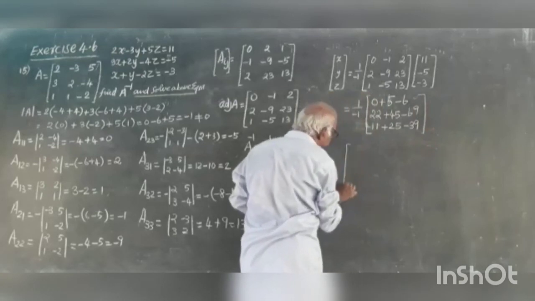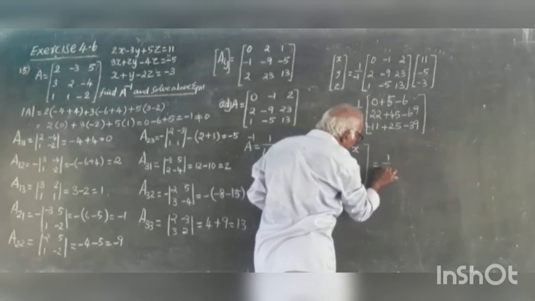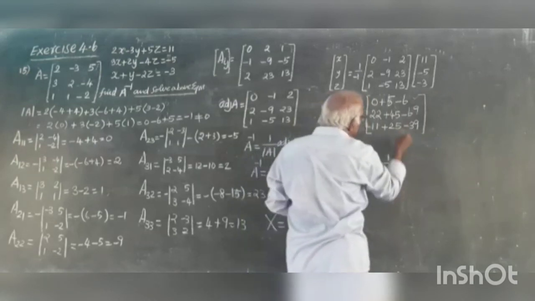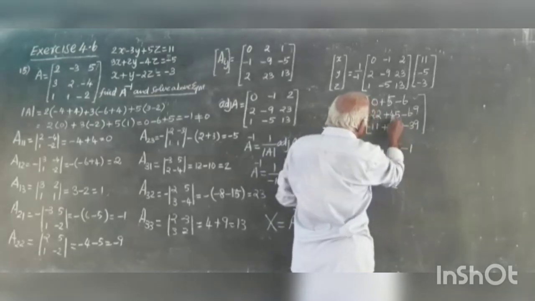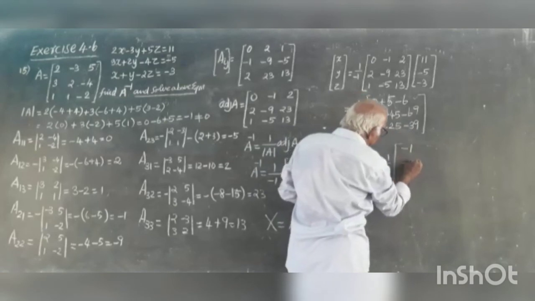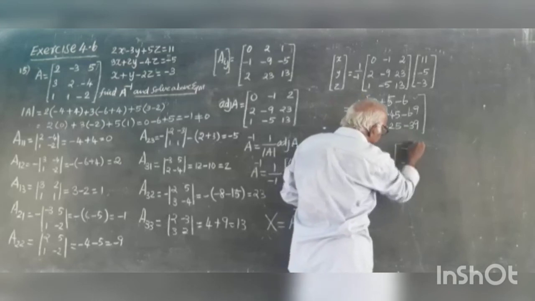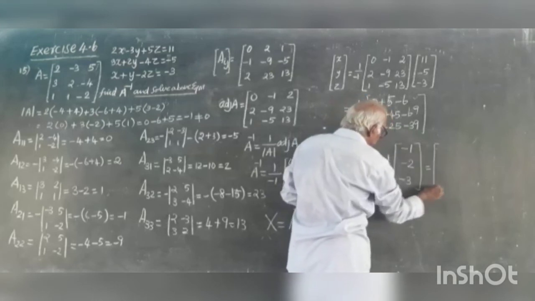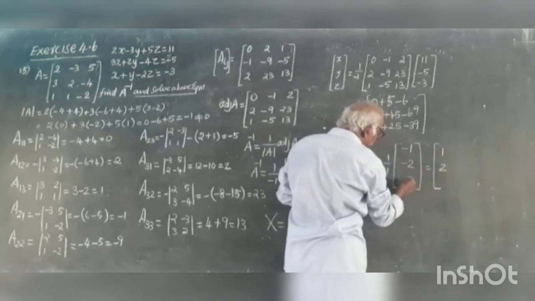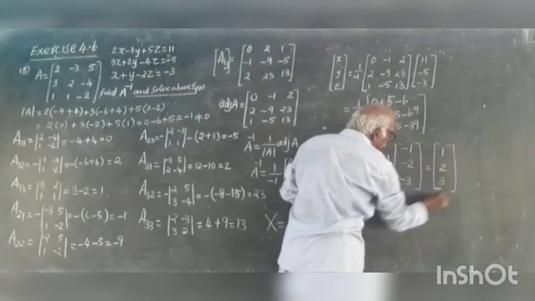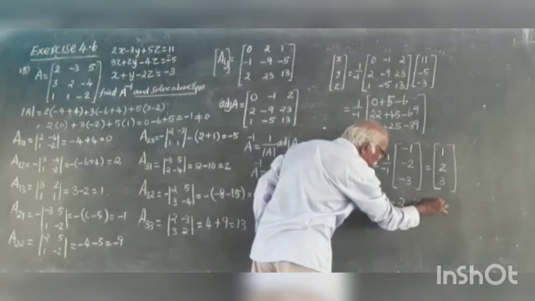is equal to x, y, z equal to 1 by minus 1 into minus 1, minus 2, minus 3, is equal to minus 1 by minus 1, minus 2 by minus 1, minus 3 by minus 1. Therefore, x is equal to 1, y is equal to 2, z is equal to 3.